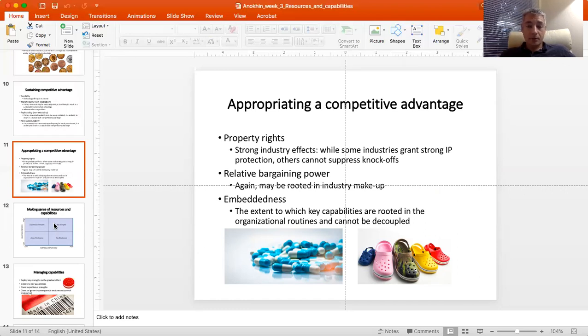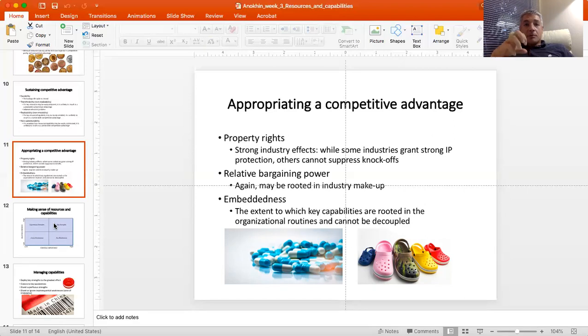Relative bargaining power, again, something that's rooted in how industry forces have aligned. If you have a lot of bargaining power over your customers, then you get to keep a lot more of the value that you create. And then finally, embeddedness, right? So this is primarily true for the advantage that has to do with your human resources.